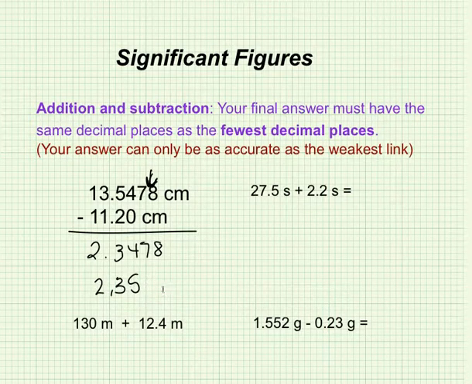Now, if this was all I wrote down on the assignment, I would lose a point. The reason I would lose a point is because I did not include units. So we need to make sure we include units. All right, let's go to the next one.